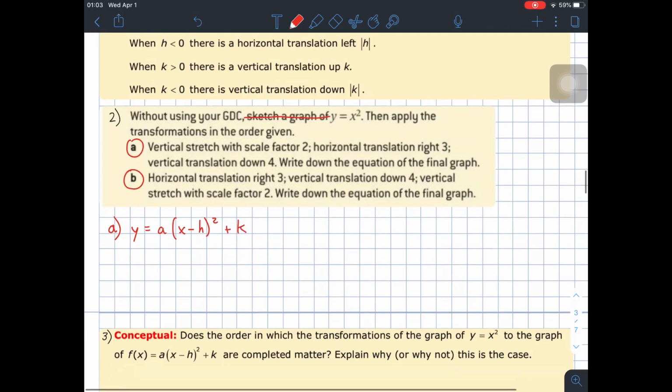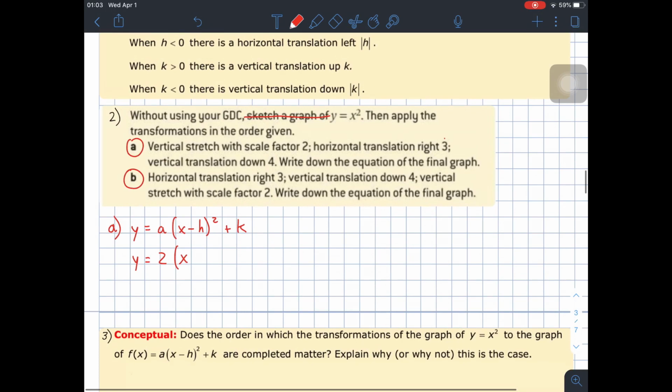So in part A, what do you think should be the value of a according to the sentence we have there? The value of a should be 2, right? Because we have a vertical stretch with scale factor 2. So this would be y equals 2 times (x. Then it says horizontal translation right 3 units, okay? So the value of h would be this 3 over here. So minus 3 in the formula. Remember that when we have minus something, we're moving to the right, okay?